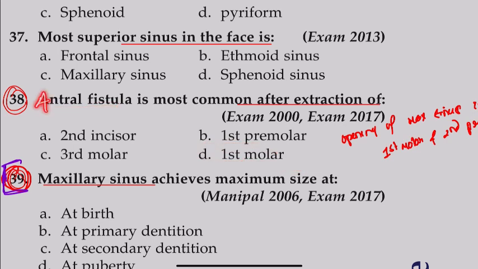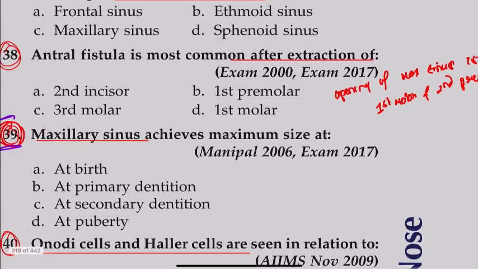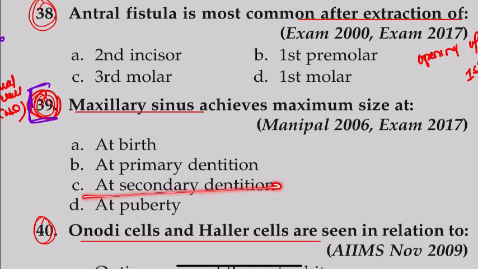Option A and the first, right? The opening of the maxillary sinus is at the first molar and second premolar, that is also important. The opening of the maxillary sinus is at what? At the second premolar. The maxillary sinus achieves maximum size at, where? It achieves maximum size at secondary dentition, right?